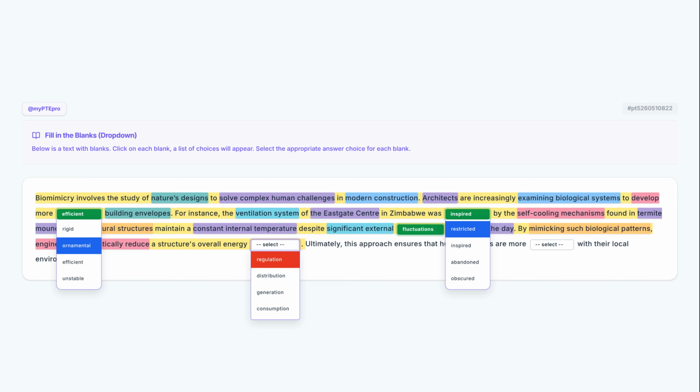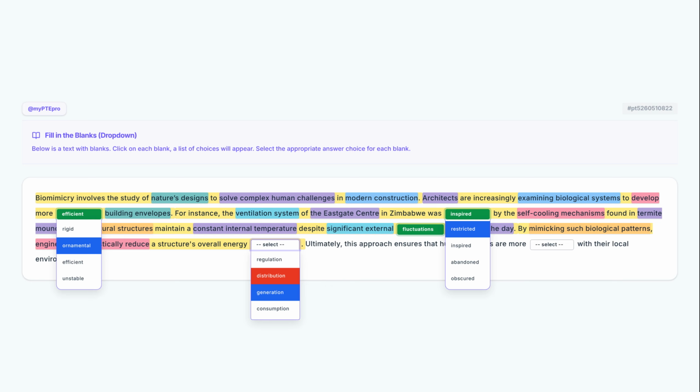This selection is incorrect. Distribution. The word distribution refers to how energy is spread throughout a building. While important, the passage focuses on the total amount saved by mimicking natural self-cooling mechanisms, making a term for total usage more appropriate. Incorrect.